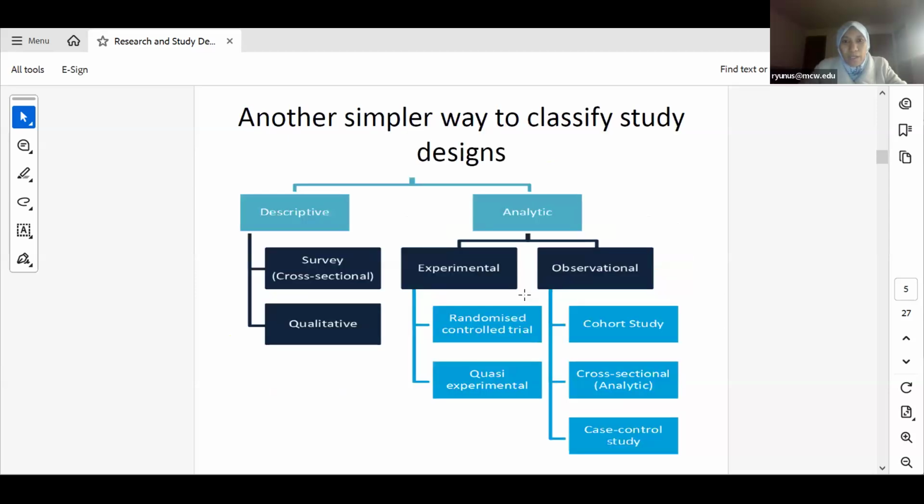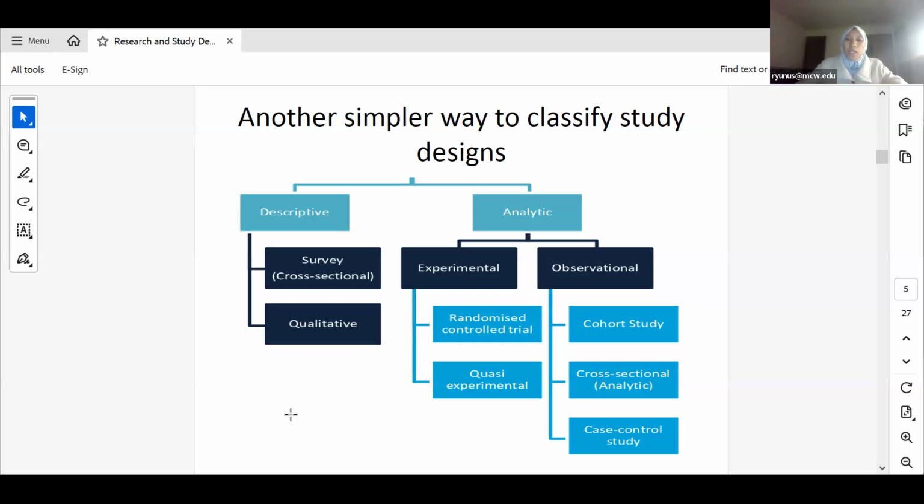Let me show you a different way of classifying study designs, and I think this is simpler and easier to understand. You can also classify it according to either it is descriptive or analytic. Okay, so when I say descriptive, it is basically just to describe your data or describe your findings. And most of the time when people say descriptive study, they are referring to either a survey, a cross-sectional study, or a qualitative study. When you say analytic, then usually it can be either observational or experimental.